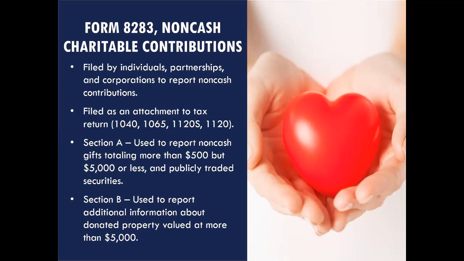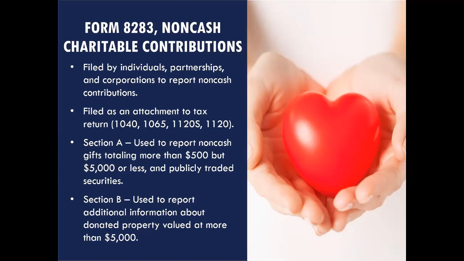Section A of the 8283 is for non-cash contributions totaling more than $500 but $5,000 or less, and publicly traded securities. If it is a publicly traded security, this is one of the exceptions where charitable organizations do not have to sign the 8283. If the donor is giving publicly traded securities, the donor only completes Section A of the 8283. There is no donor or donee or charitable organization substantiation required for that gift.